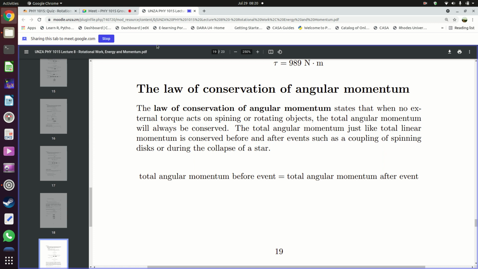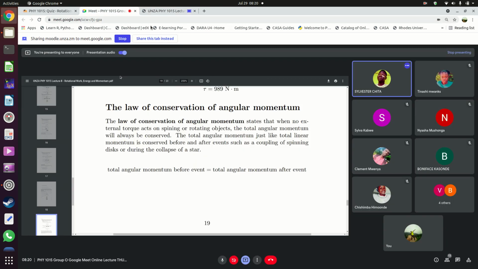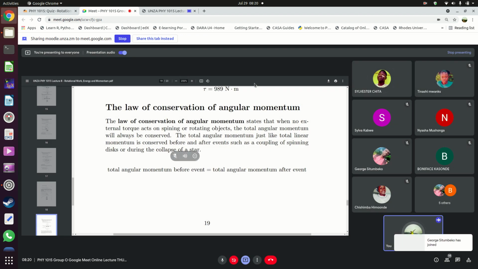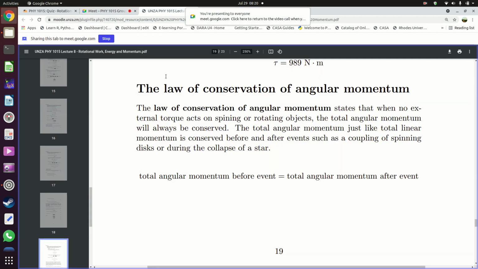Excuse, sir. Yes. Some people are trying to log in, sir. Yeah, but I can't see anything about them. There's just one person here, I'm saying. So I can't admit things which I've not seen. Yeah. Alright, sir. Yeah.